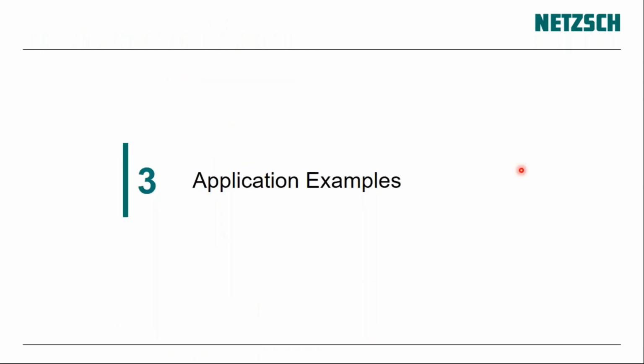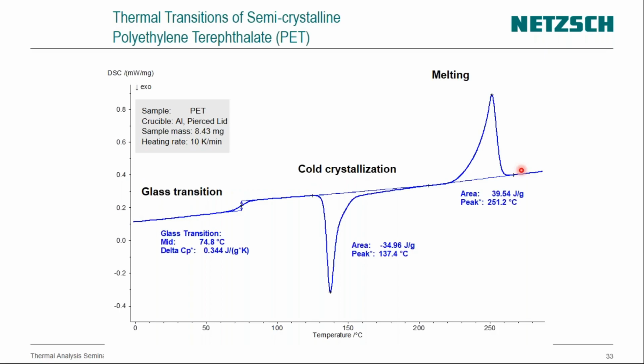Now we'll come to some of the application examples of the DSC, mainly focusing on the polymer part. This is an application which we are showing for polyethylene terephthalate, the PET. As you know very well, depending upon the sample type, whether it is semi-crystalline or amorphous, it shows different behavior. Mostly for amorphous samples, we are more interested in studying the glass transition behavior of the amorphous material.